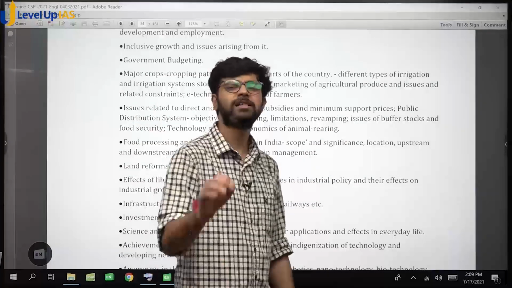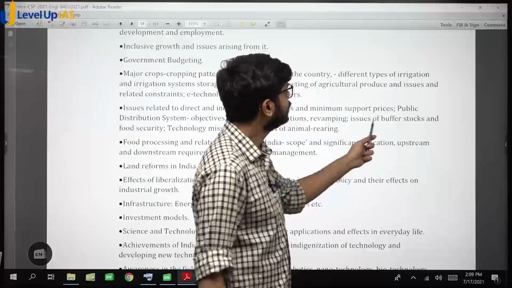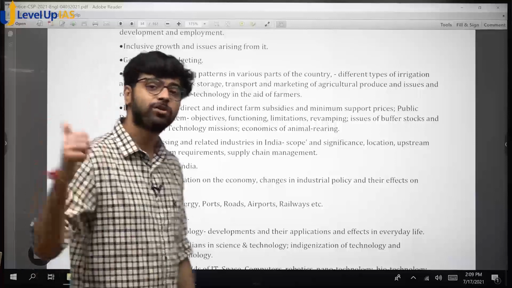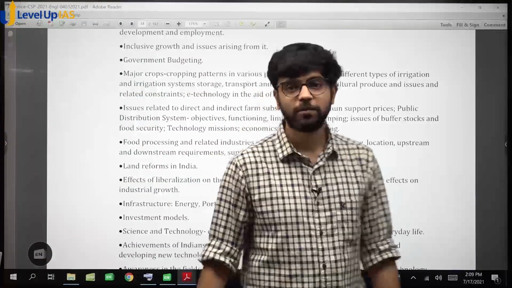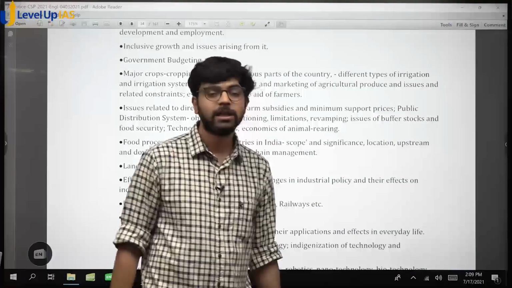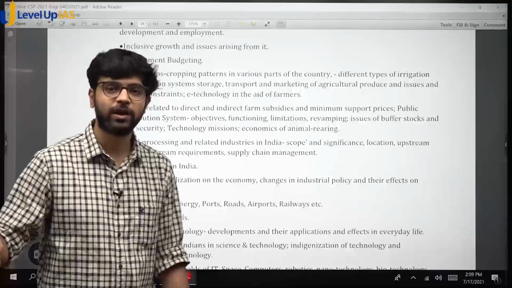Issues. Every single time, issues. What are the issues of buffer stock and food security? Now, poverty and hunger is also there in GS 2.14. But here they are talking about food security, they are talking about the economic implication of it. They are also talking about the logistics part of it.